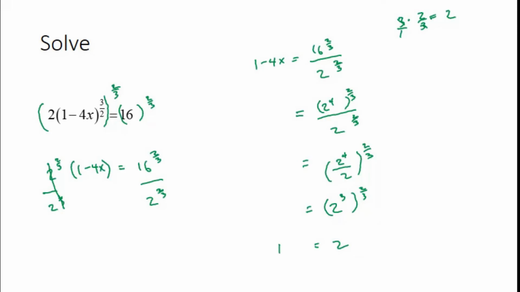So we have 1 minus 4x equals 2. We can use basic algebra, subtract 1 from both sides. So we have negative 4x is equal to negative 1. And then we divide both sides by negative 4. And so x is equal to negative 1/4.